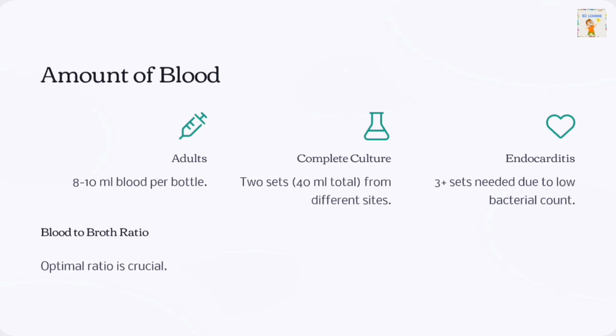If we are suspecting infective endocarditis, then we should send at least 3 sets of blood cultures drawn at least 1 hour apart from 3 different sites, because there is a low bacterial count in the blood in such patients, and sending more blood increases the positive yield of the blood culture. The blood culture bottle contains broth, and the ratio of blood to broth is very important. The bottle has a black mark to indicate how much blood to send.